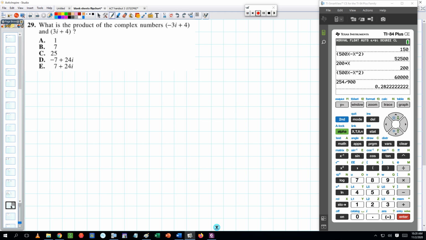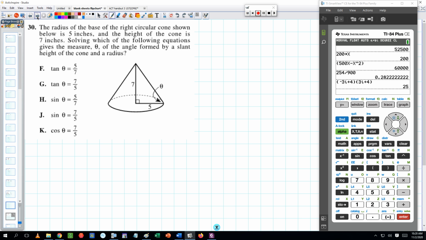What is the product of the complex numbers? I can do that totally on the calculator. I have my i button down below: negative 3 second i plus 4, parentheses, 3 second i plus 4. And that gives me 25. Your answer is C.